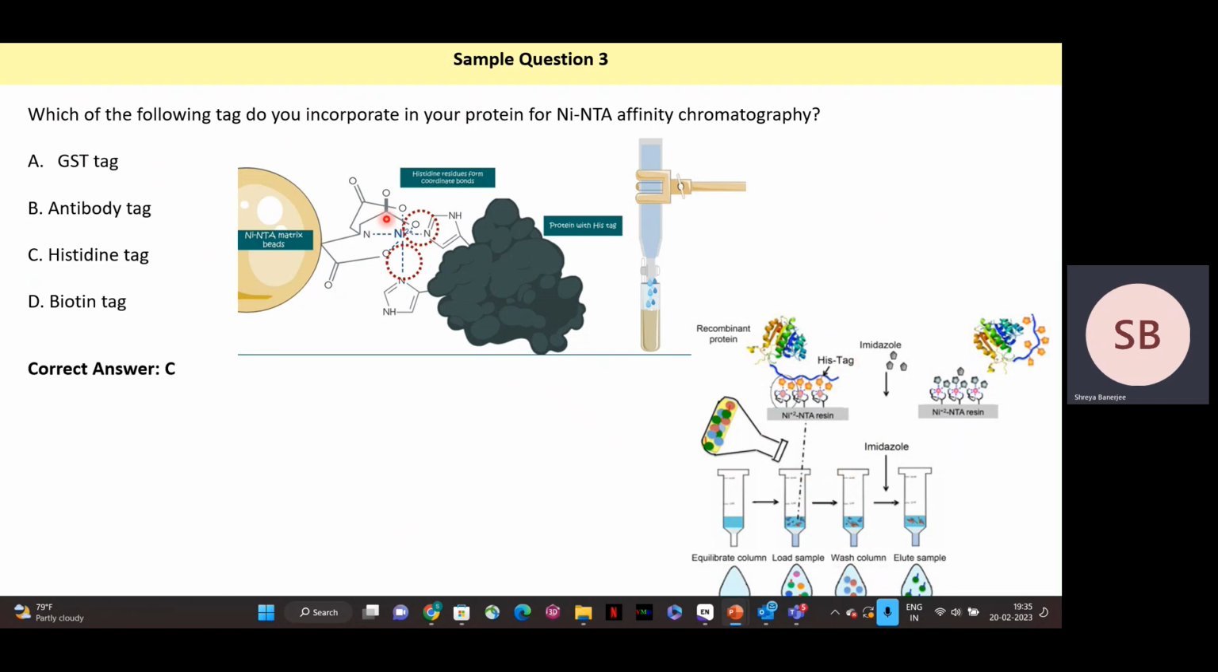Now you have the column with the protein with histidine tag stuck to it. If you now add imidazole, the imidazole will replace the protein with the histidine tag. And finally, you can get your selected protein with the histidine tag out of the column. So basically, it is the histidine imidazole ring that is interacting with nickel to form this complex that is selectively allowing the protein with the histidine tag to be separated from the other proteins. So the correct answer is C, histidine tag.